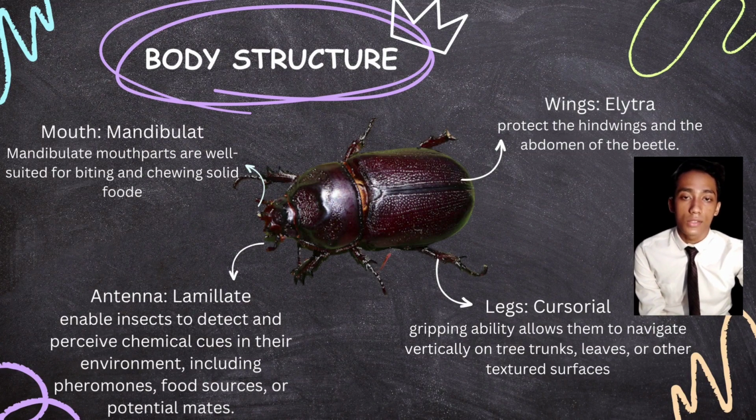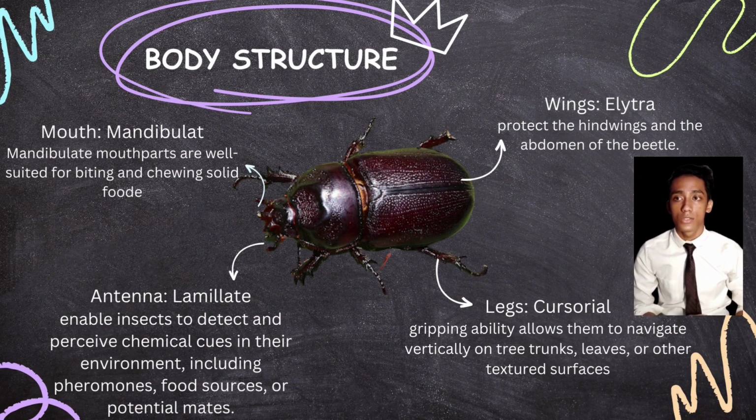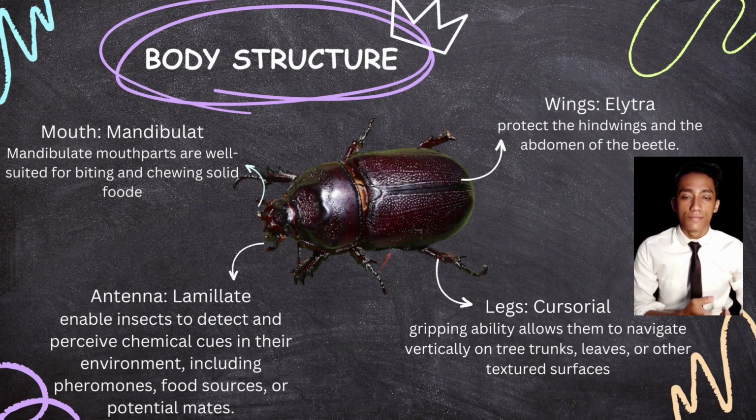Next is the leg. The type of leg for the rhinoceros beetle is the cursorial leg. It is used to grip and cling. The legs of the rhinoceros beetle have specialized structures such as sharp claws that help them grip onto surfaces. This gripping ability allows them to navigate vertically on the trunk, leaf, or other textured surfaces.